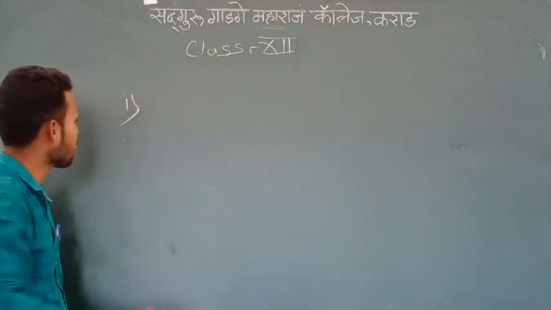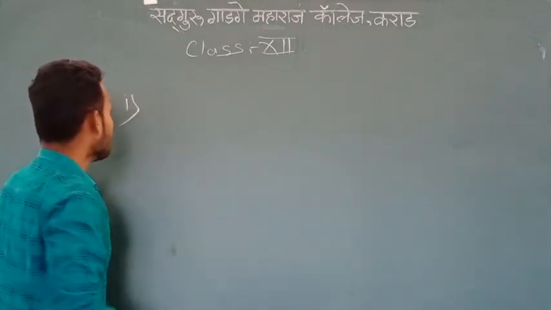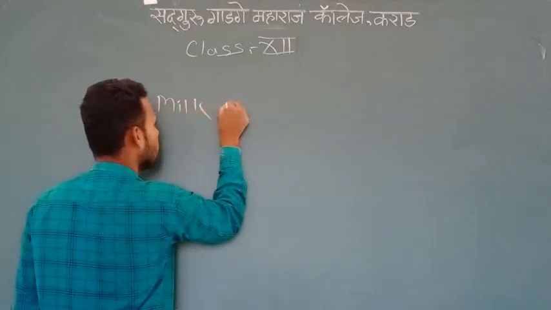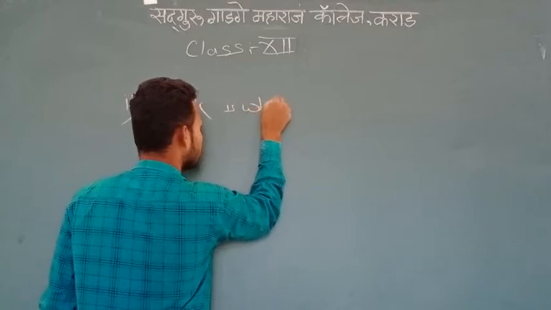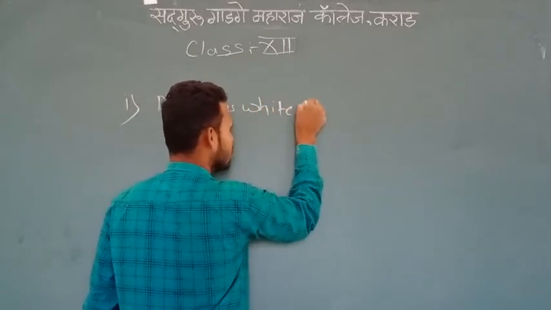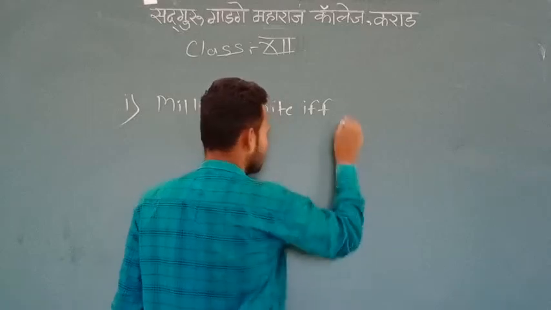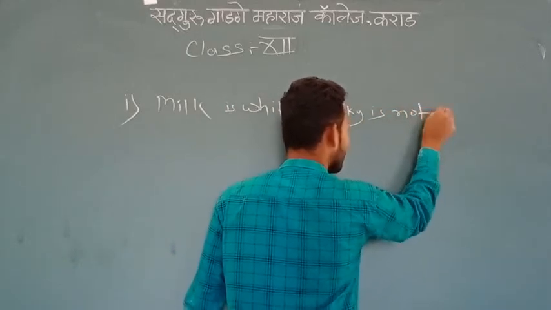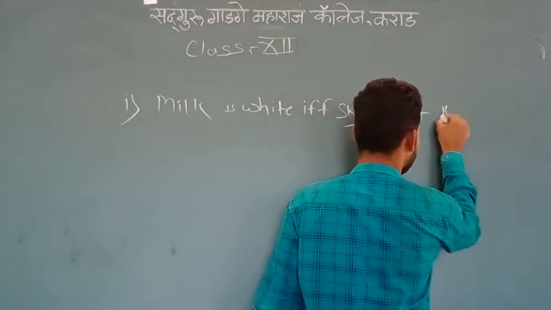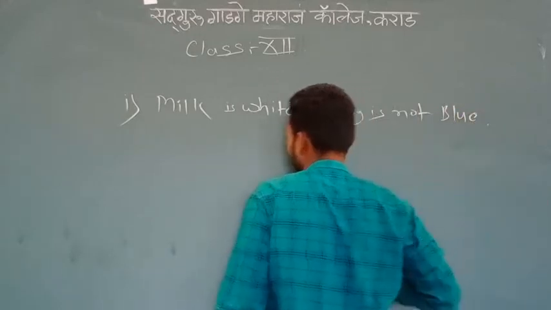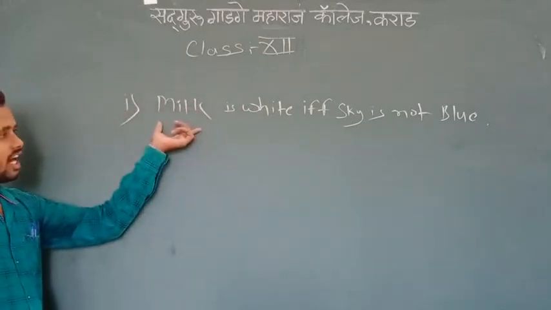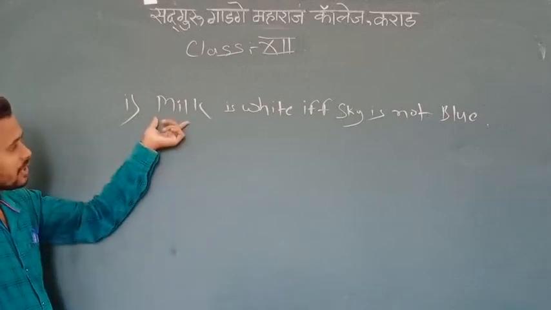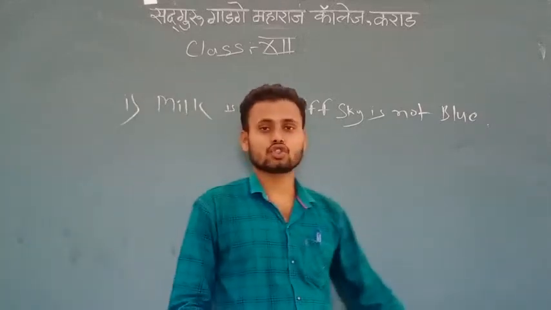Now the second example. Write down the symbolic form of the following statement. The statement is: milk is white if and only if sky is not blue.